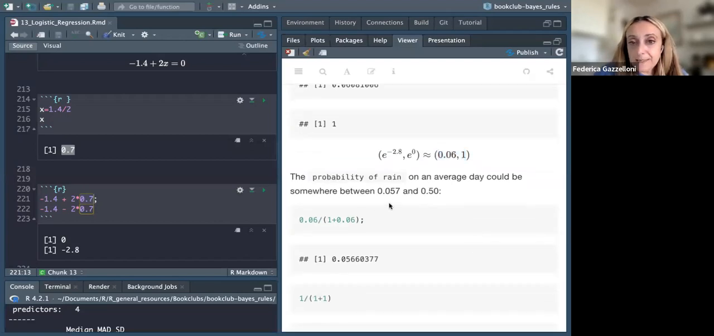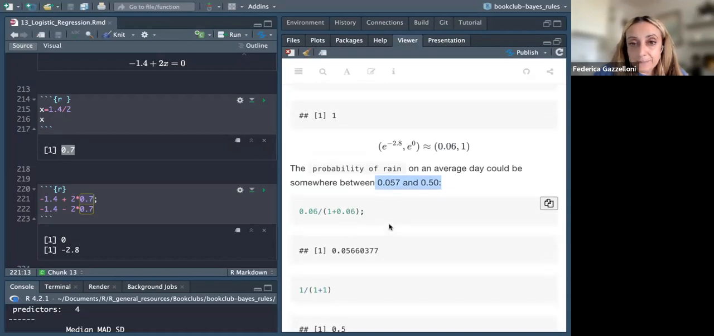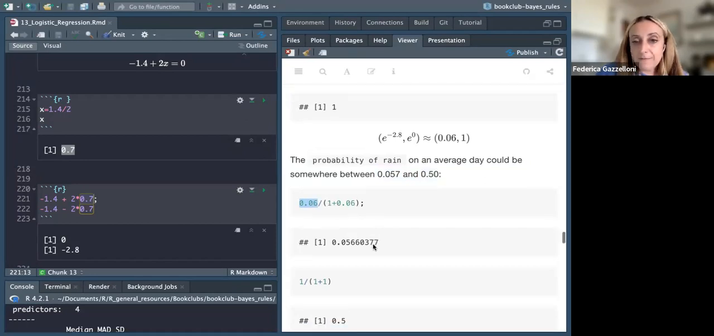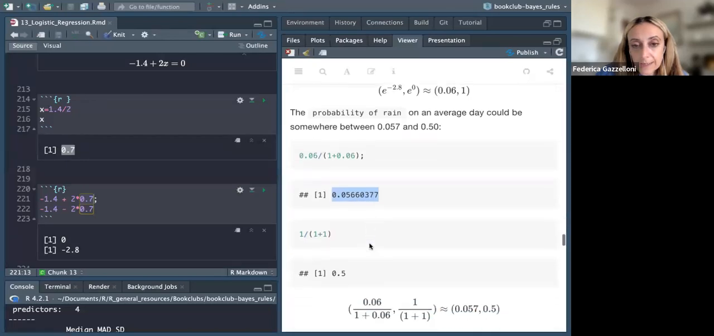Now, the probability of rain on an average day could be somewhere between these two. And this is because if I do 0.06 divided by 1 plus, I find this probability, which is actually more or less the same. And this is the other one.